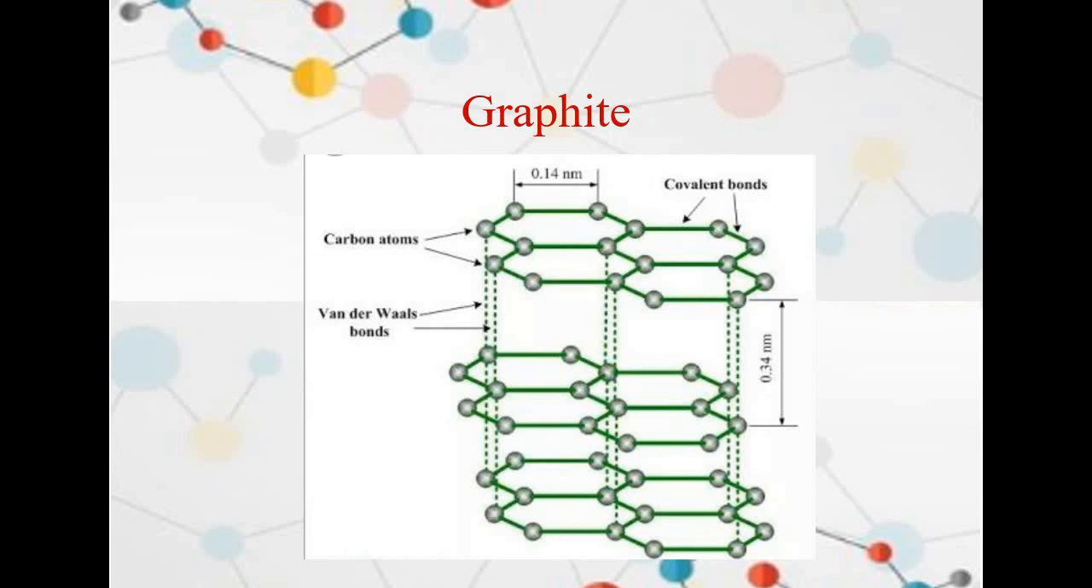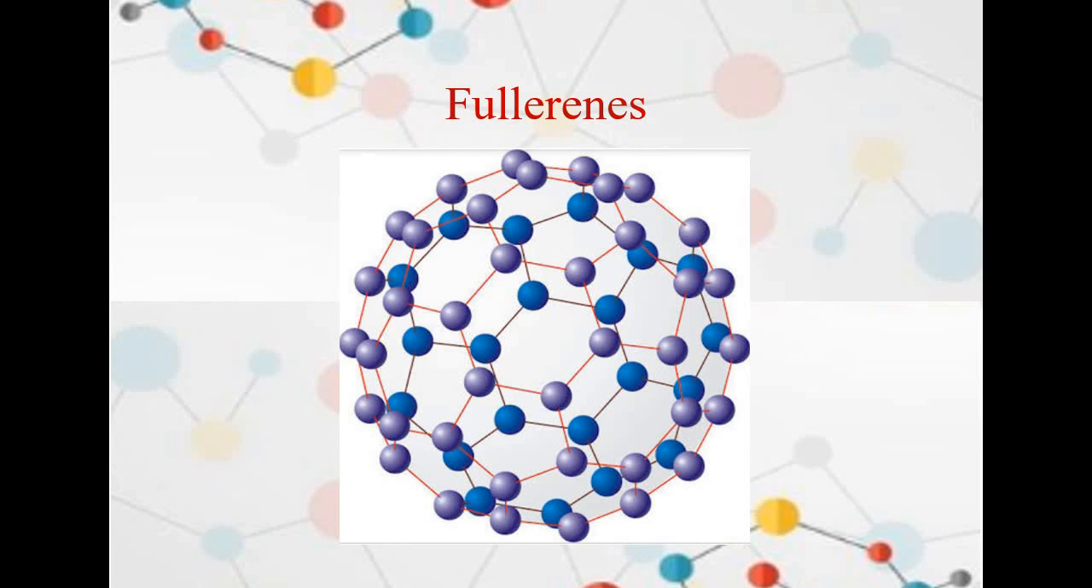And the last allotropic form of carbon is fullerenes. This was discovered by H.W. Kroto, R.E. Smalley and R.F. Curl. For this discovery, they were awarded the Nobel Prize in 1996. Fullerenes are actually C60. That means 60 carbon atoms are there. And this molecule has a shape like a soccer ball and is called Buckminsterfullerene. And spherical fullerenes are also called buckyballs in short.